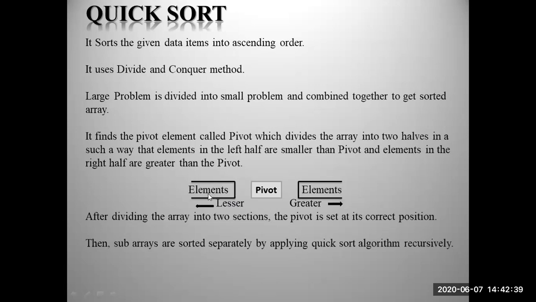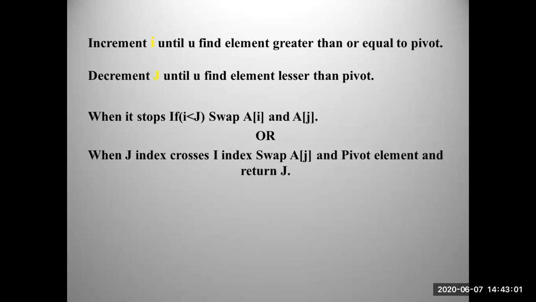Two subarrays are there. Again you call the partition function for this left subarray and this right subarray, meaning the subarrays are sorted separately. Again you're calling the quicksort algorithm recursively. That's it. Hope you're clear with how exactly it works.